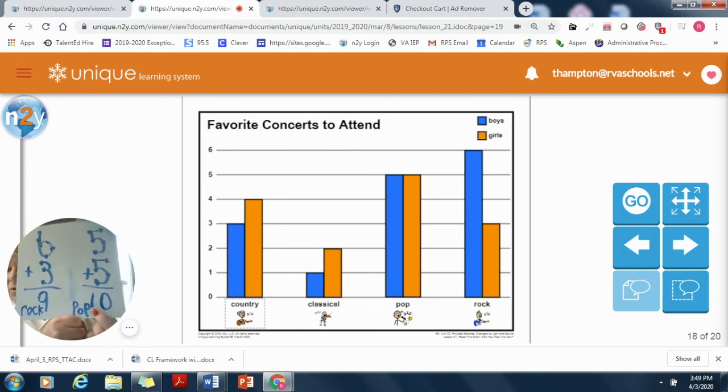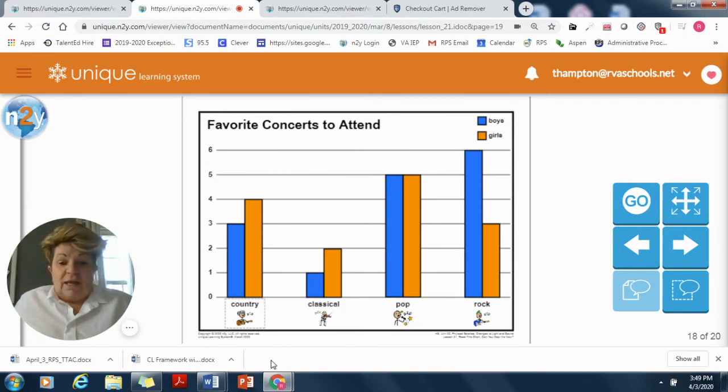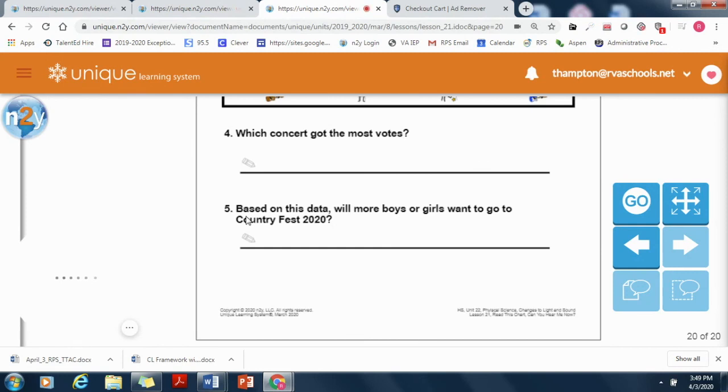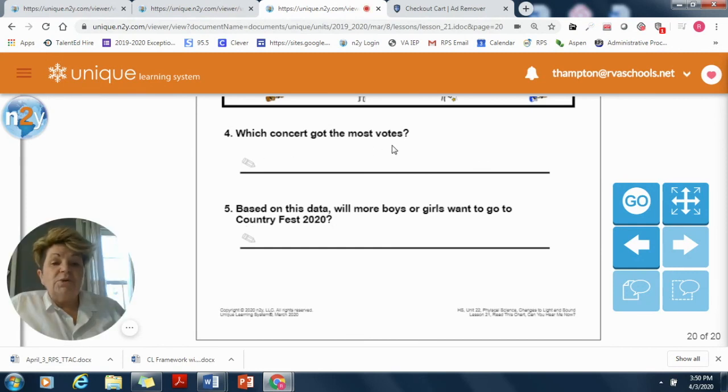But if we look at our answers, for pop, we had 10, and for rock, we had 9. See, it was important to do the math because at first glance, you think rock must have gotten the most votes, because the boys shot all the way up to the top of the graph, right? They were at 6. But the question was, which concert got the most votes? And so now we know that our most votes was the pop concert.